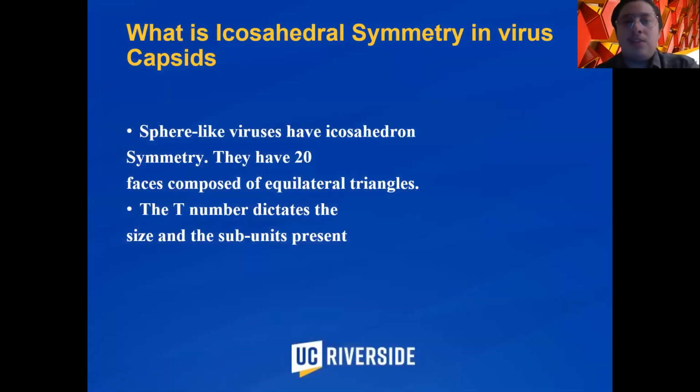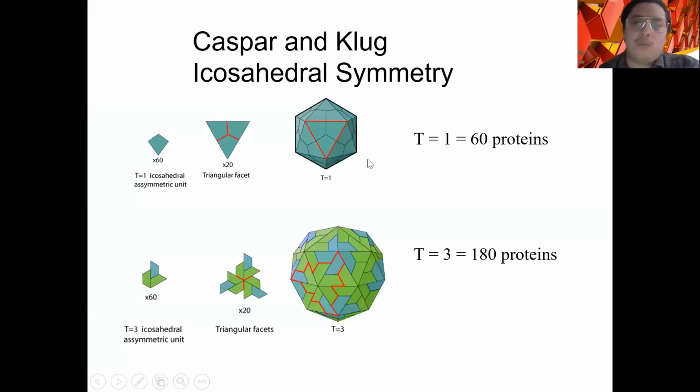And something that I learned was also that viruses have a particular symmetry to their geometry. Viruses have icosahedral symmetry, meaning that in the sphere-like viruses, they have 20 faces composed of equilateral triangles. And depending on the T number, it dictates the size and the subunits present in the capsid, which I'll explain in this next slide. So we use the Caspar and Klug model to describe their symmetry.